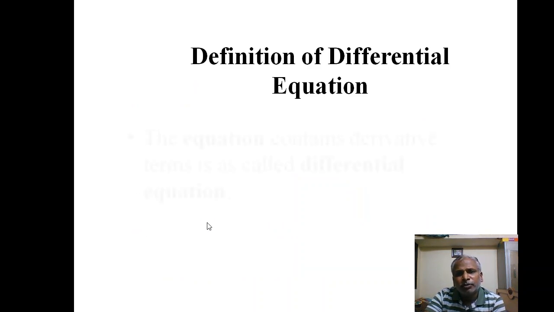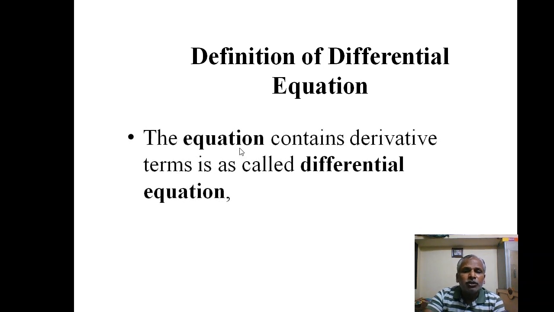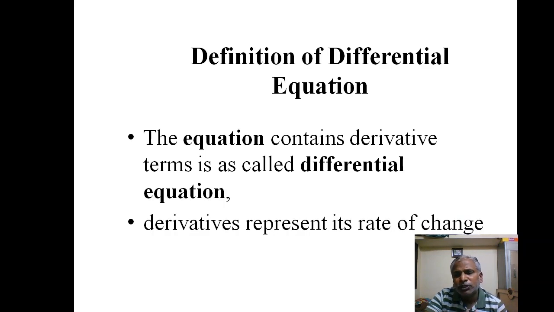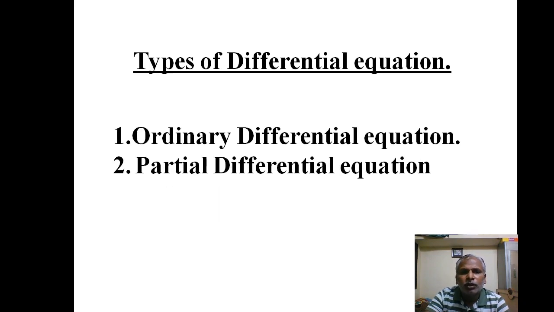Now we define the differential equation. An equation that contains derivative terms is called a differential equation. Derivatives represent the rate of change. There are two types of differential equation. One is the ordinary differential equation, and the other is the partial differential equation. An ordinary differential equation contains ordinary derivatives, and a partial differential equation contains partial derivatives.